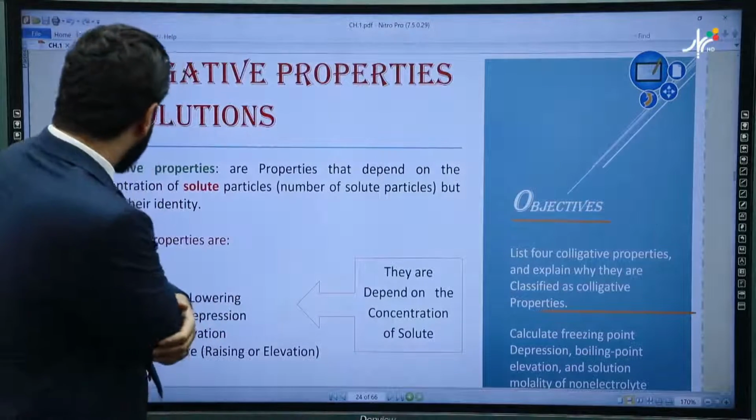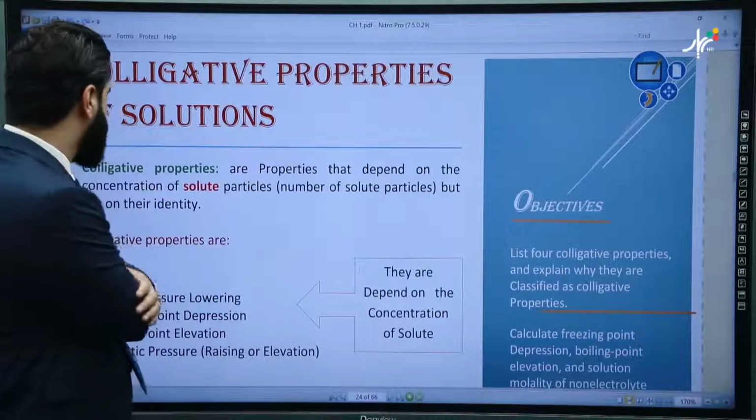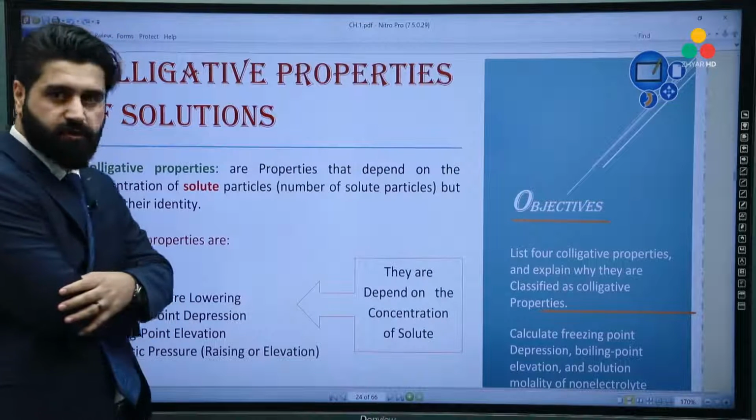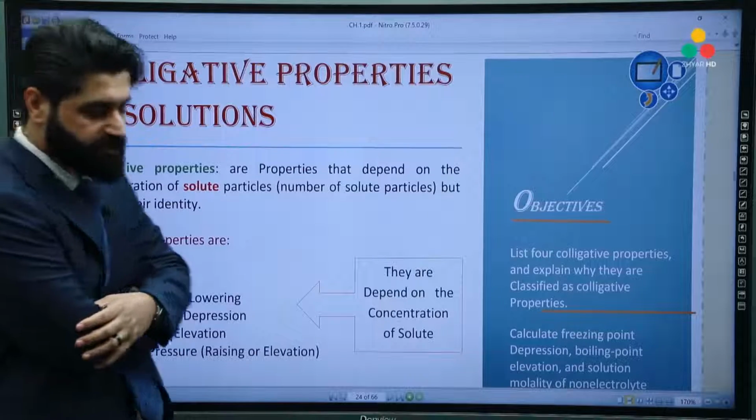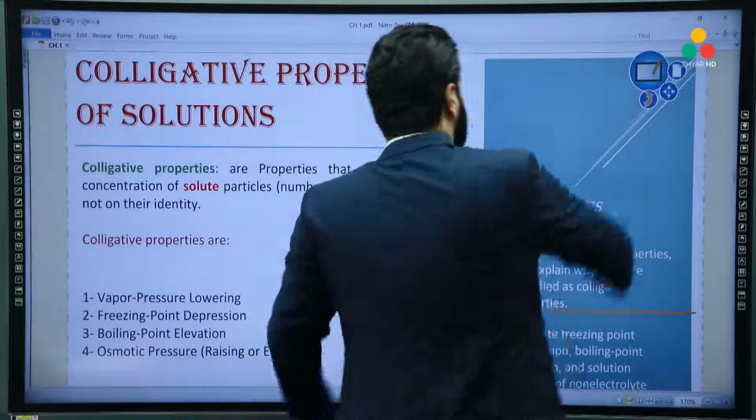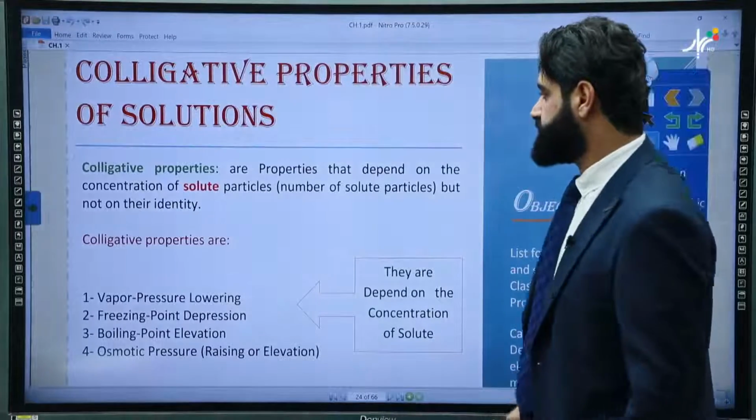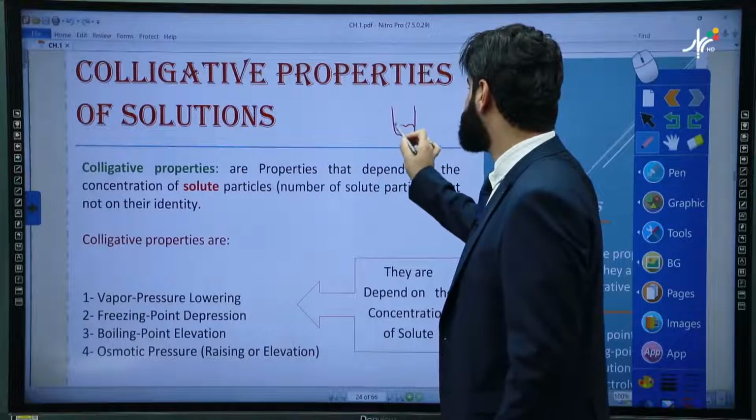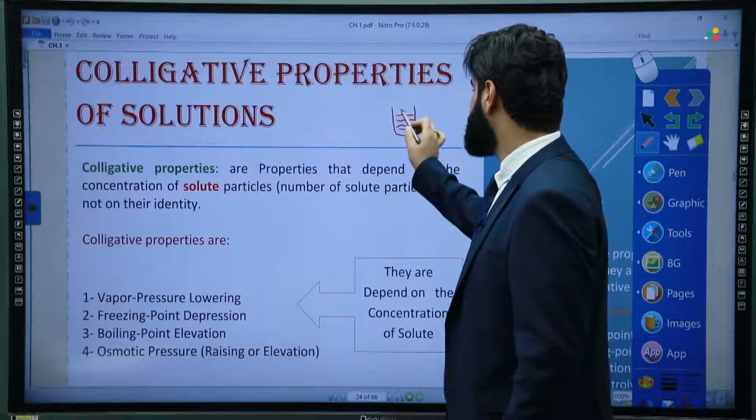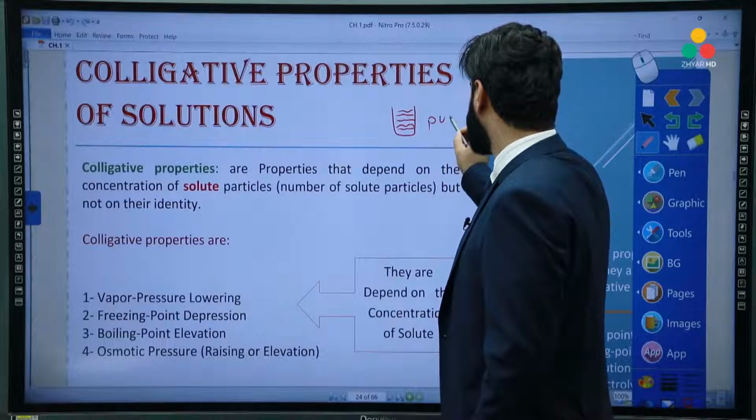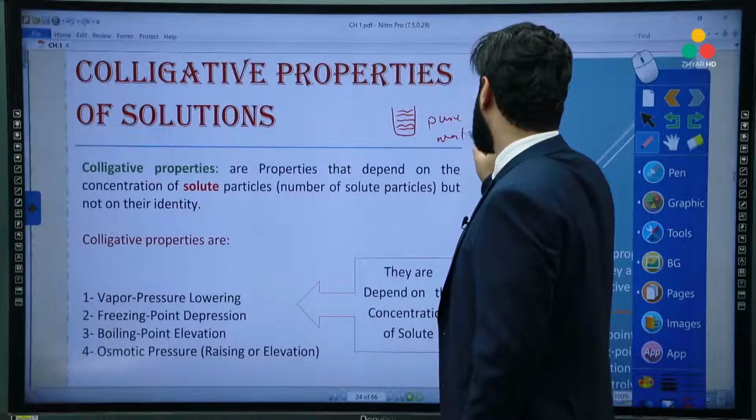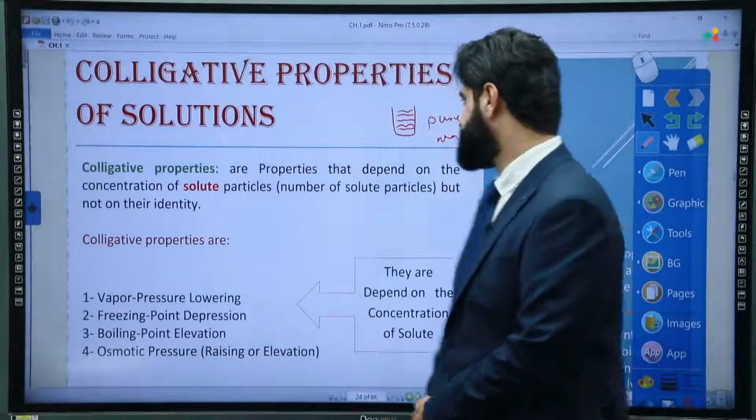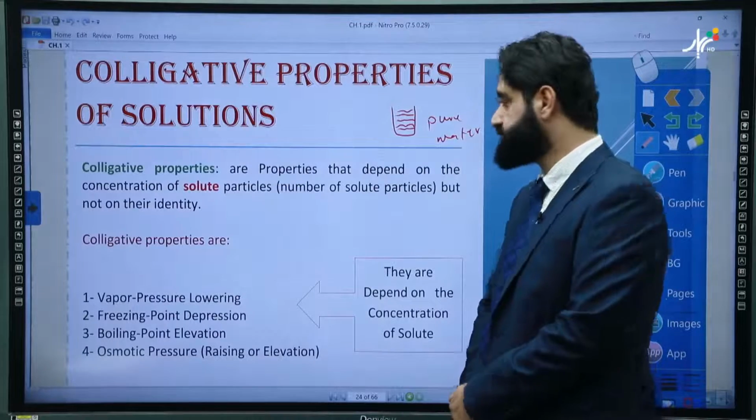Let's see. Firstly, as always, we have a definition, but I don't want to mention the definition directly because we don't know anything about it if we don't have any idea. Well, what are the colligative properties? Suppose that we have a glass filled until here with water. It's pure water. And we know that pure water freezes at 0 degrees Celsius, boils at 100 degrees Celsius.